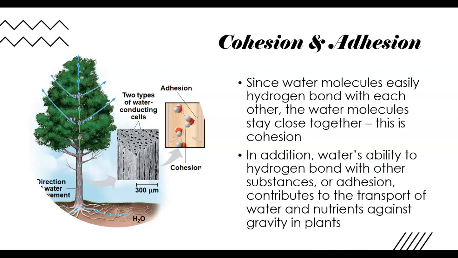Cohesion and adhesion are important. These make it possible for plants, for instance, to move water and nutrients from the roots up to the top of the tree. And cohesion and adhesion are properties that exist, again, because of water's polarity. Since water molecules can easily hydrogen bond with each other, they stay close together. That's cohesion. Remember, cohesion is attraction of like substances for each other. But in addition, the water can also hydrogen bond with other substances. That's called adhesion.